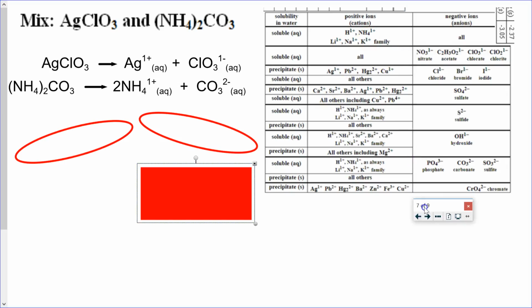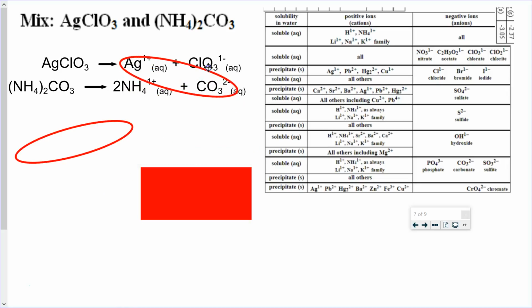Okay, so in this next example, we're mixing some silver chlorate and some ammonium carbonate. And here are the two dissociation reactions you should have. Please check your work. Okay, and at that point, then we can try to make some pairs and see whether or not we're going to get a precipitate. So the first possible example we could get is silver carbonate.